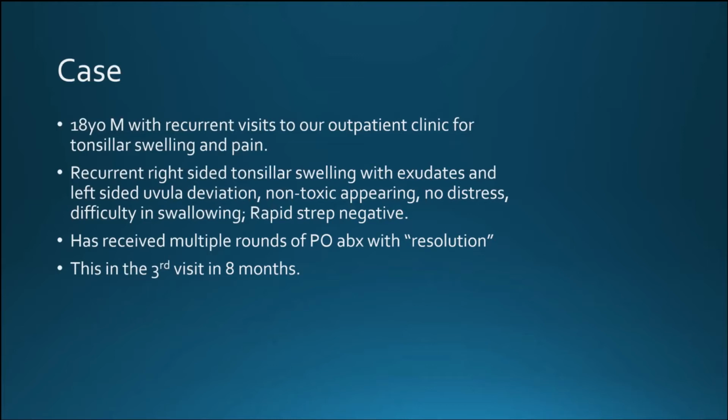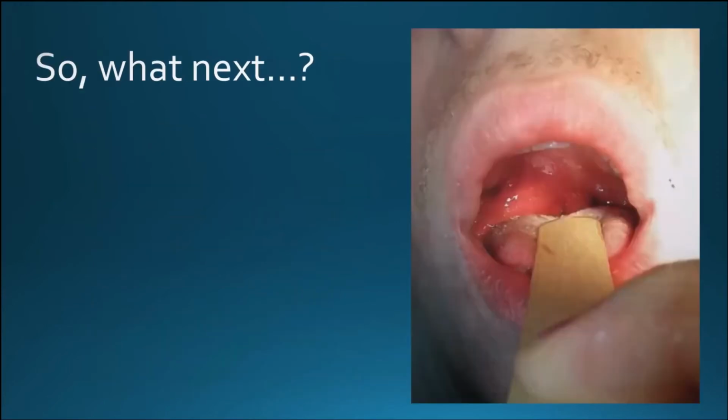So we went ahead and did a rapid strep test. It actually came out negative. But over the previous 8 months, he has received a couple rounds of antibiotics, and this is actually the third visit to the clinic. So the resident and I were thinking this was most likely an abscess, but we just didn't know. We didn't have the imaging, so he was a little confused as to the next step.